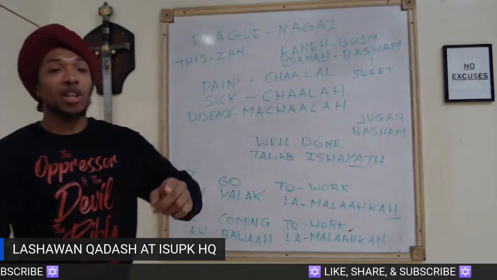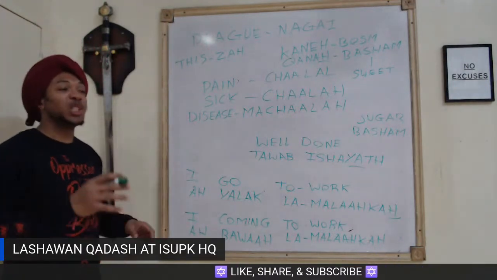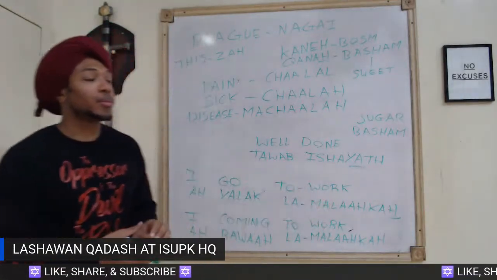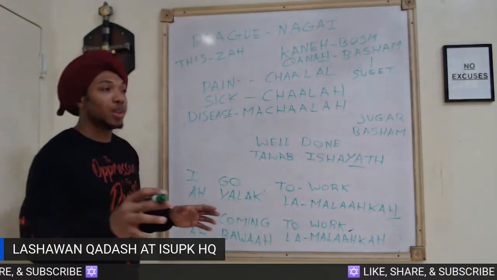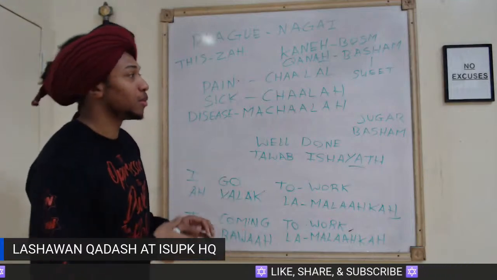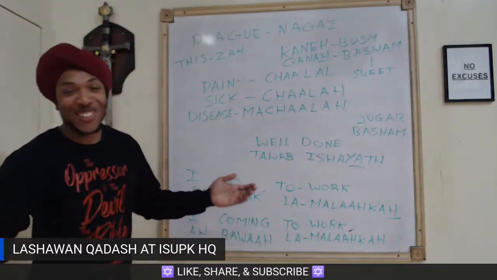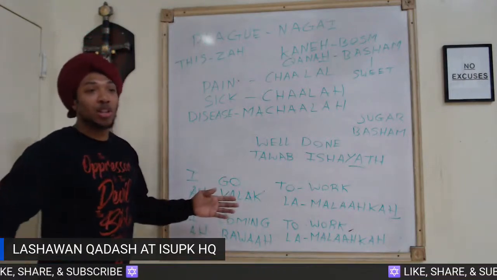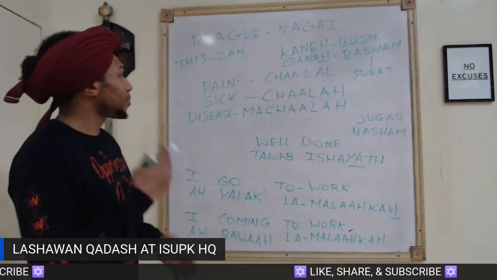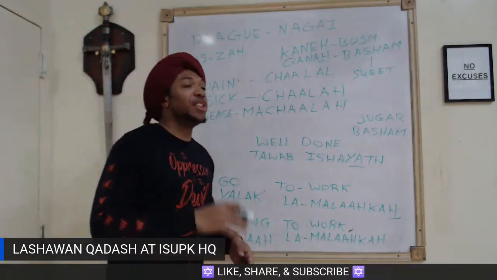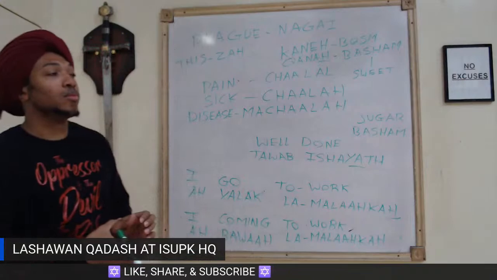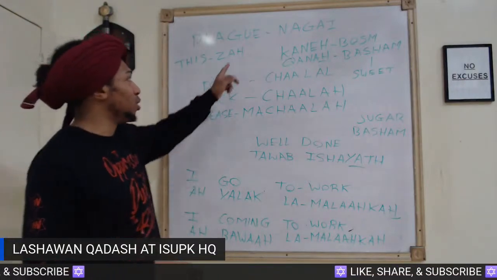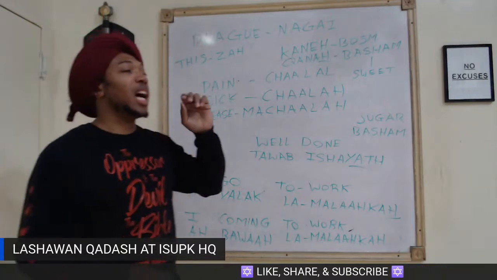How do you say this in Hebrew? Zah. How do you say sweet in Hebrew? Basham. How do you say this is sweet? I'll give you a clue. In Hebrew, we don't say "is." Zah Basham. There you go. Say it again. Zah Basham. That's it. That's all you need. Make sure you press on the ha too.